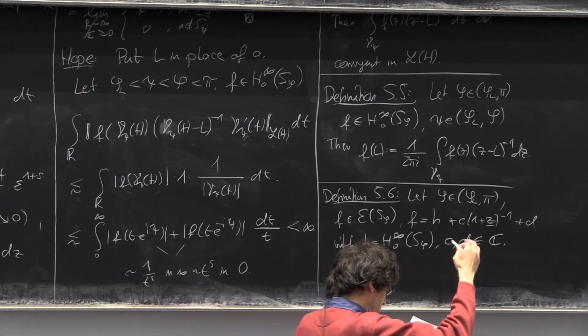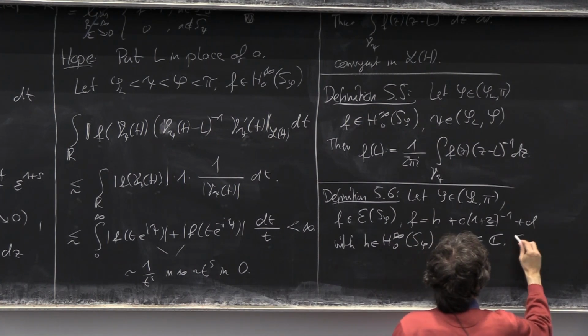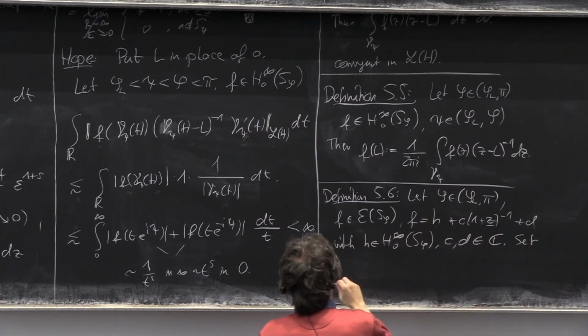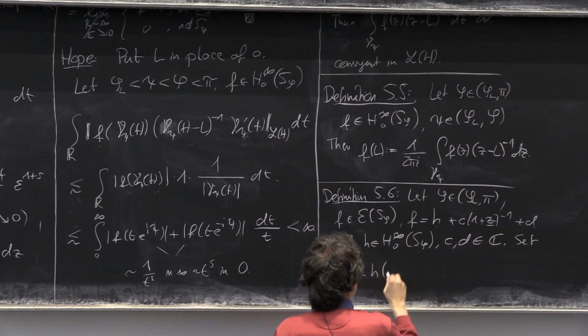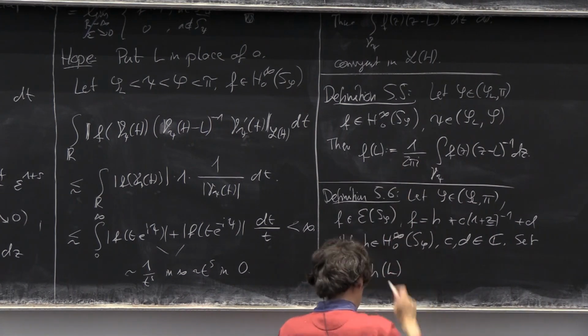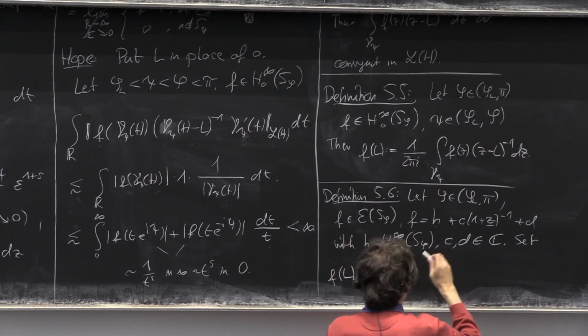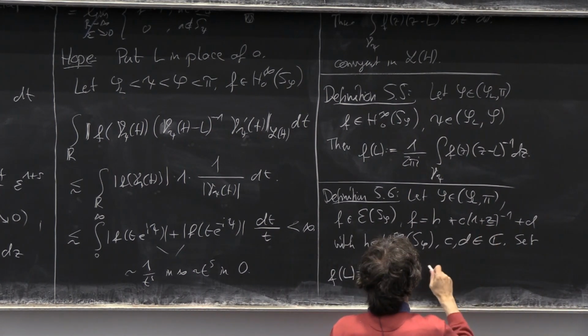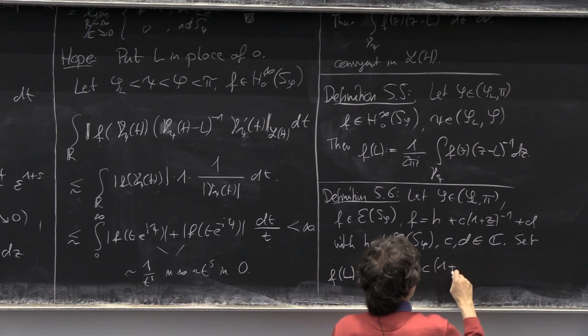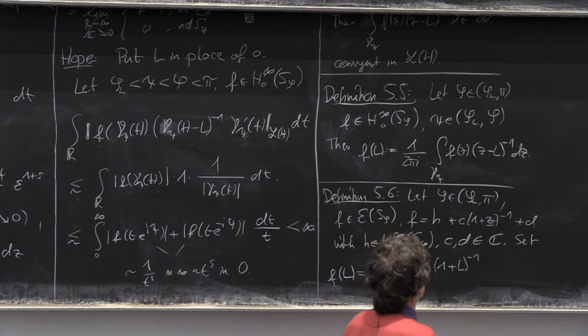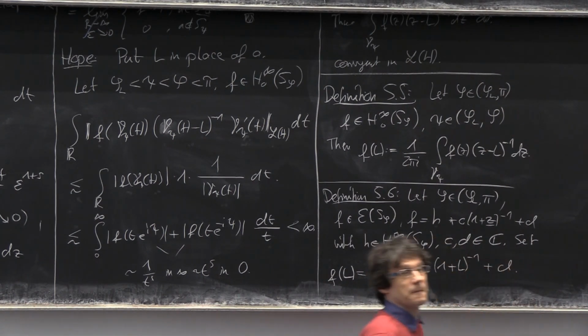And then what you do is you set f of L being h of L in this sense plus, okay, what happens with this function? Okay, this gives you c times 1 plus L to the minus 1 plus d. If this works out rightly, then it has to be this definition. So let's try this one.